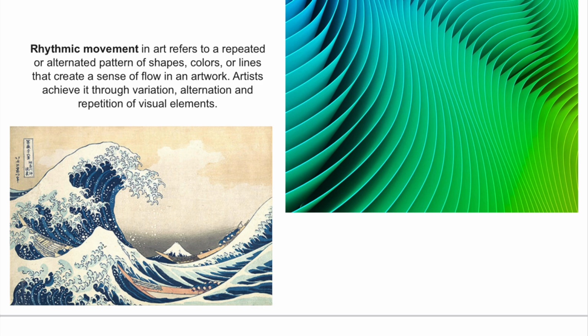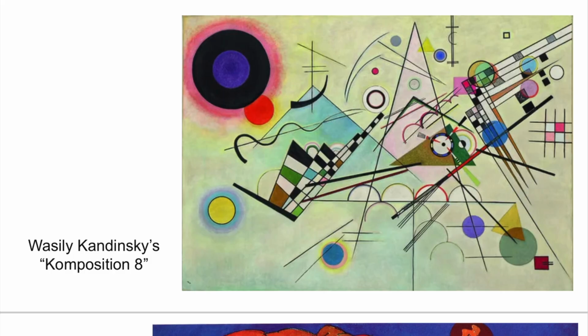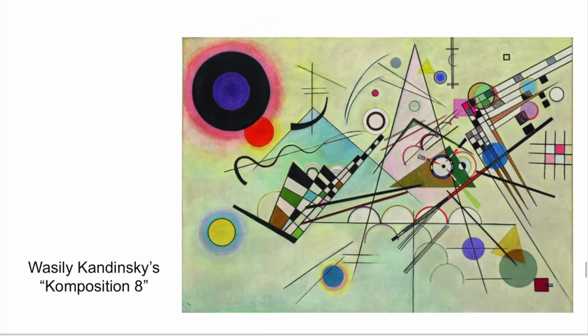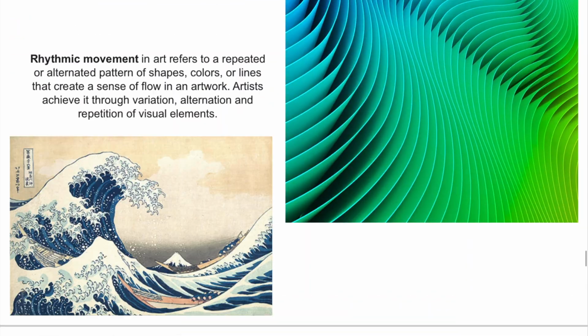or whatnot. So here's Wassily Kandinsky's Composition number 8. A lot of repeating geometric shapes, a lot of angles and directional choices. We've got The Dance by Henri Matisse, where there's the use of color as an element to help us focus on what is moving, and this overlapping pattern of these nude figures moving around with variation that creates the feeling of the rhythmic movement that we're referring to.